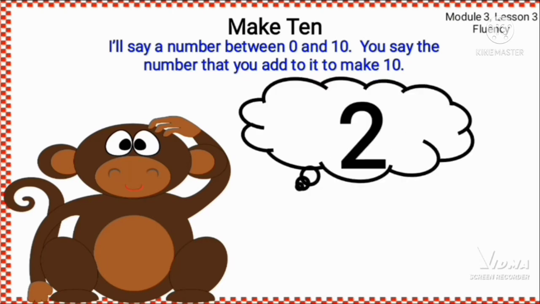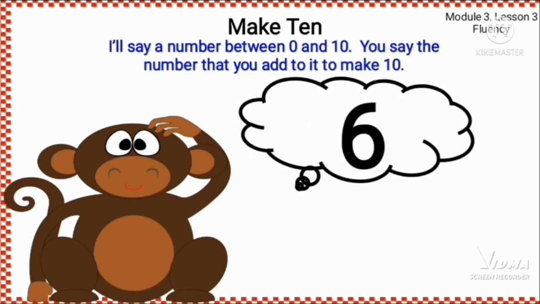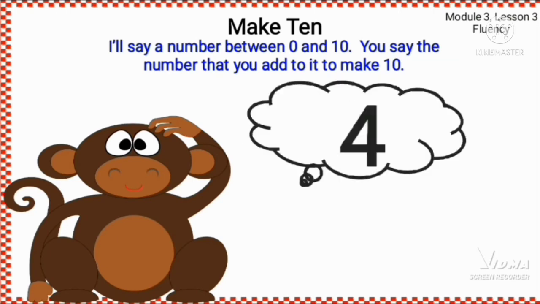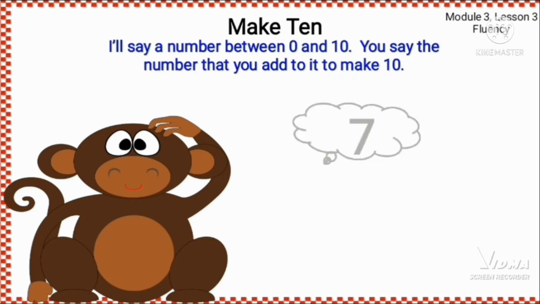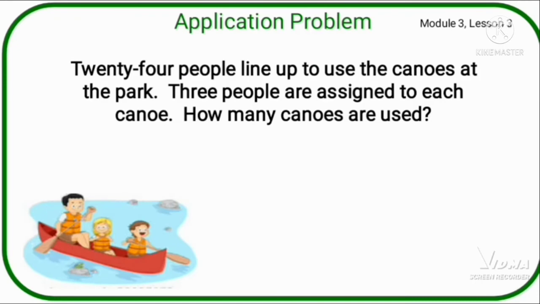2, 8, 3, 7, 4, 6, 2, 6, 3, 7, 4, 9, 5, 8, 1. That was a good one.